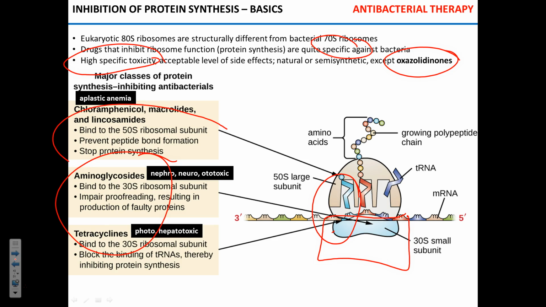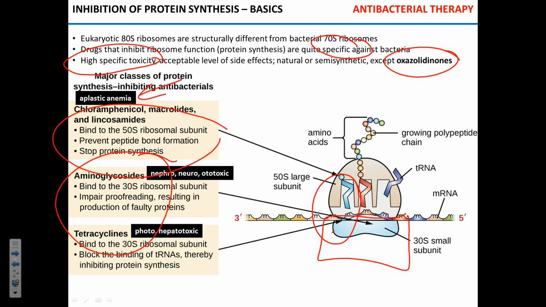50S inhibitors include chloramphenicol, macrolides and lincosamides, and those drugs in different manners inhibit actual elongation of the protein, actual synthesis. On this slide and in some others, I put the side effects in the black boxes with white letters. So you can see that they have some side effects, like chloramphenicol in the long-term perspective can cause aplastic anemia, which is really hard to treat. So it is pretty much toxic for bone marrow.